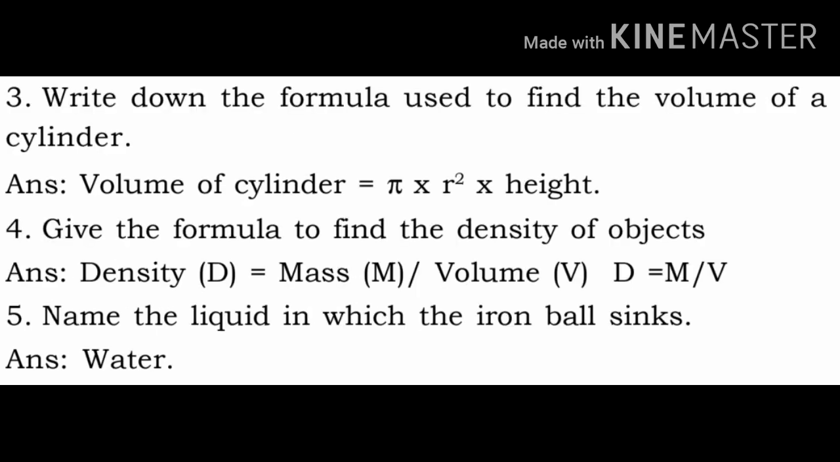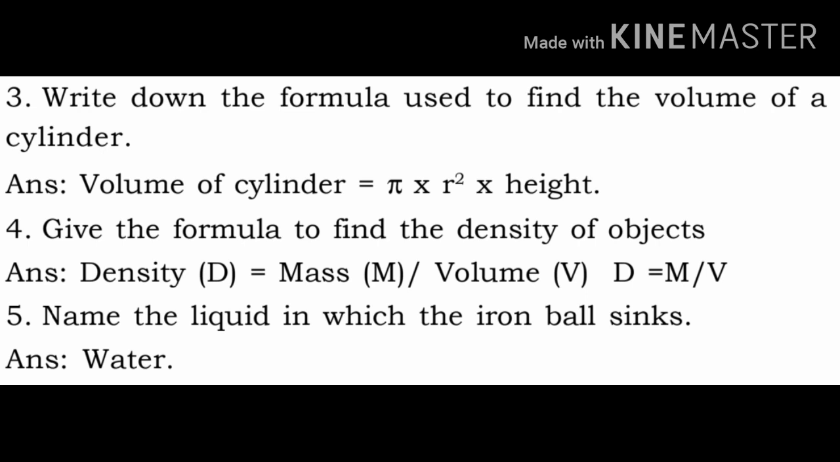Third question: write down the formula used to find the volume of a cylinder. What is the formula to find the volume of a cylinder? Pi into r square into h, or pi r square h. What is the value of pi? The value of pi is 22 by 7 or 3.14. r stands for radius. The volume of a cylinder formula is pi into r square into height. The next one: give the formula to find the density of objects. What is the formula to find density?